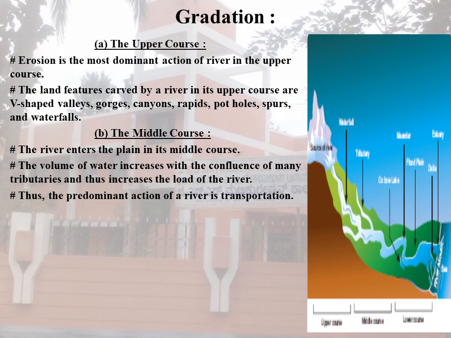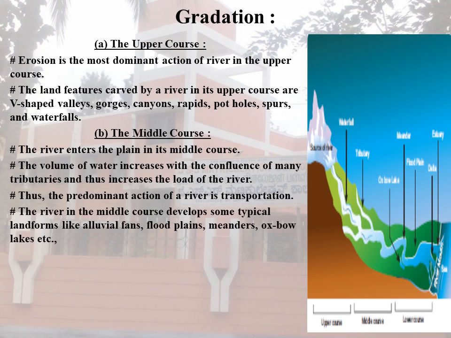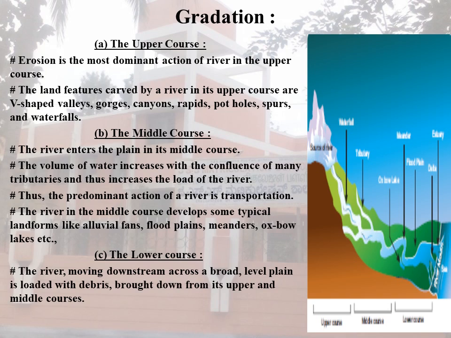Deposition also occurs due to the sudden decrease in velocity. The river in the middle course develops some typical landforms like floodplains, meanders, oxbow lakes, etc. The third one is the lower course of the running water. The river moving downstream across a broad level plain is loaded with debris brought down from its upper and middle courses.